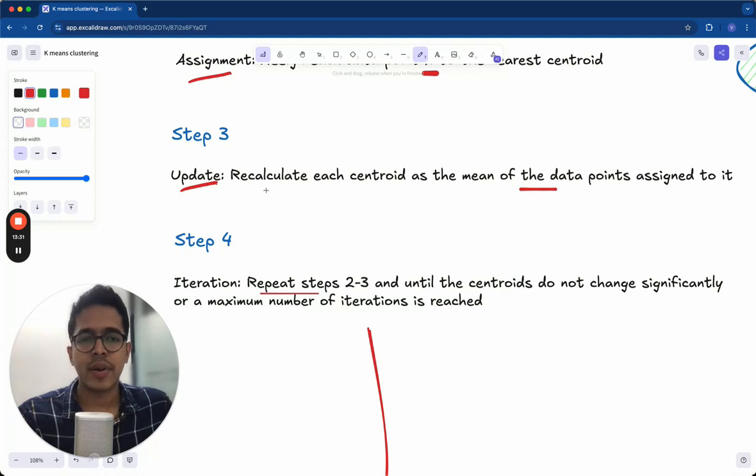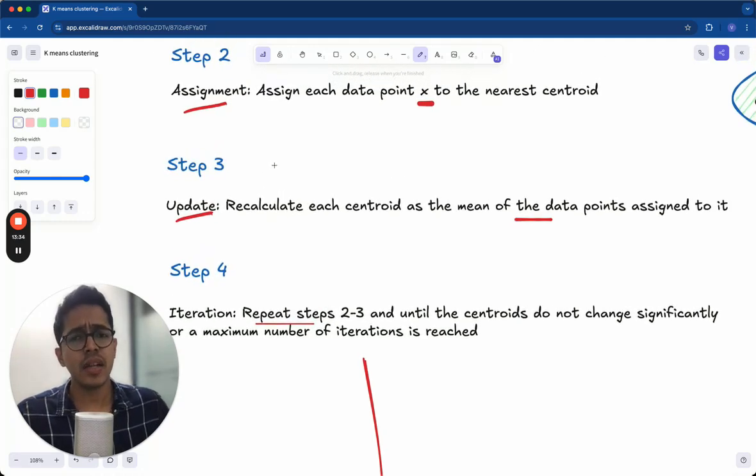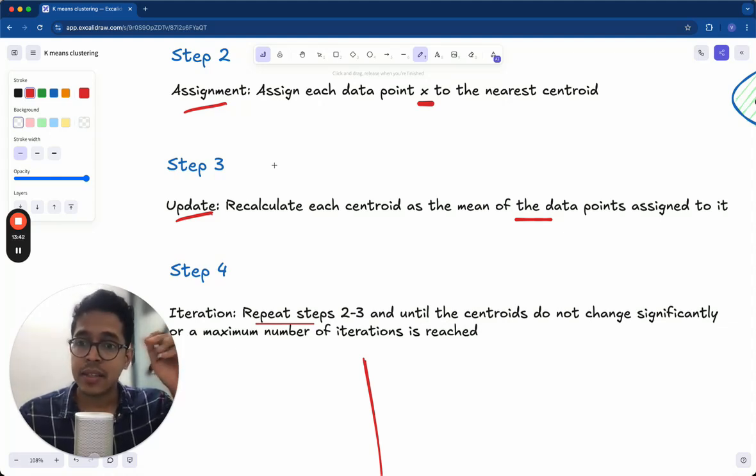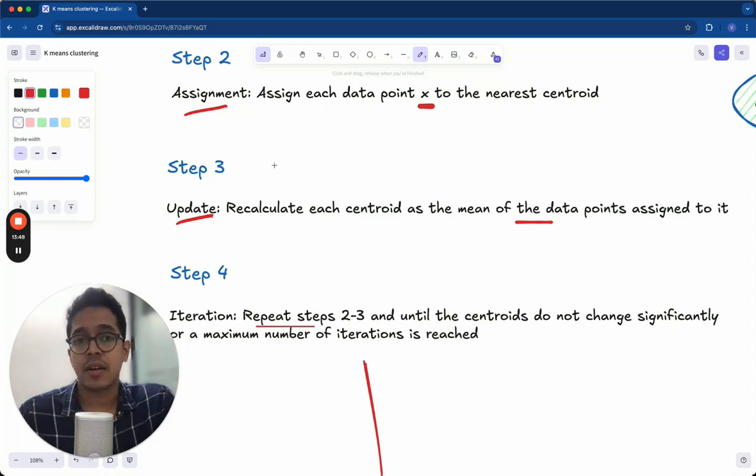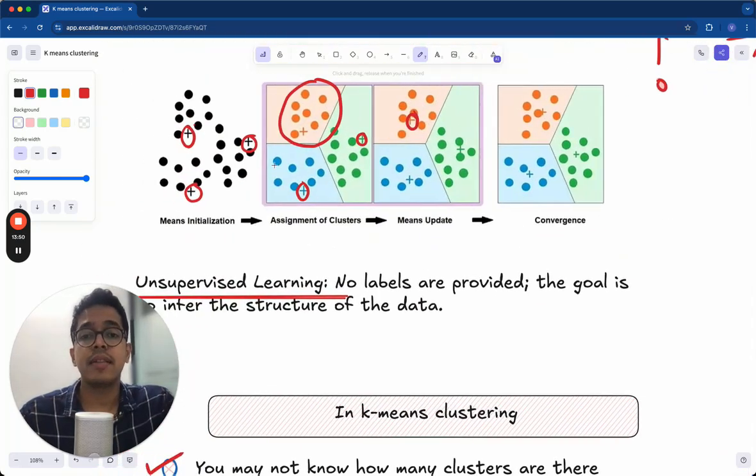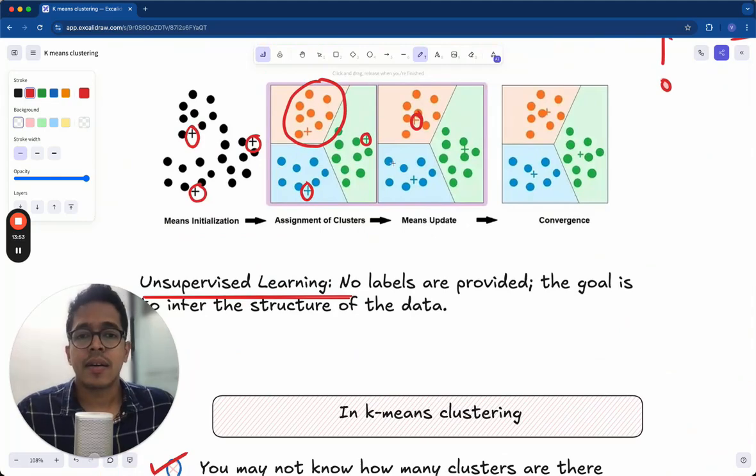So after recalculating, we again assign centroids to every single data point, because now that the centroid has moved, some data points that were at the boundary in the previous centroid position will now become maybe another color, or will become part of another cluster. So it can very well happen.